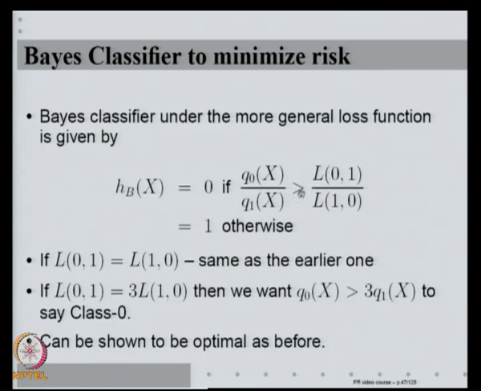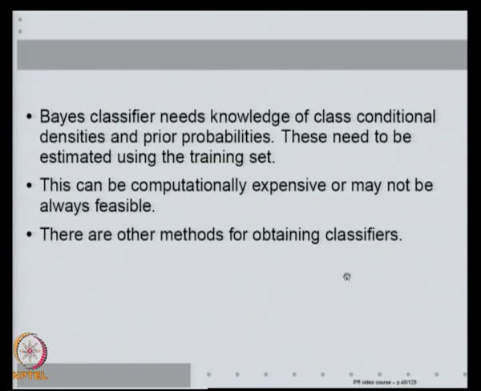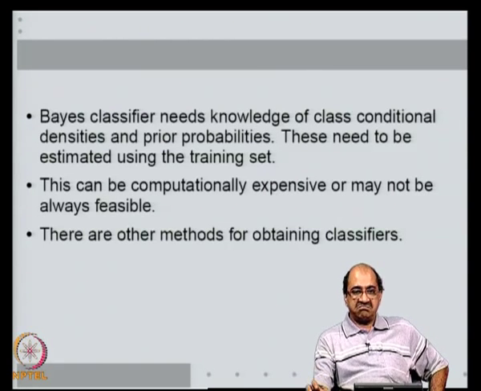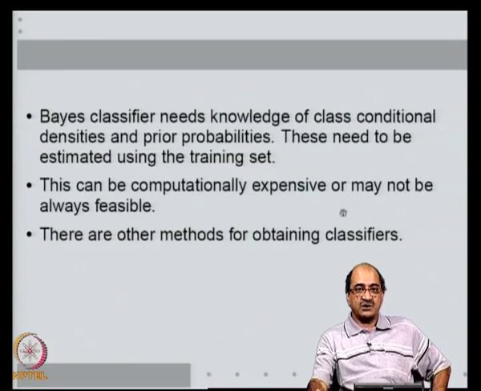We will show later on formally that this turns out to be the Bayes classifier that minimizes risk. And once again, for the criterion of minimizing risk, the Bayes classifier is optimal. That also we will show later on. So, the Bayes classifier is indeed a very good classifier. It can minimize risk for any kind of loss function, and that's the best you can ask for.